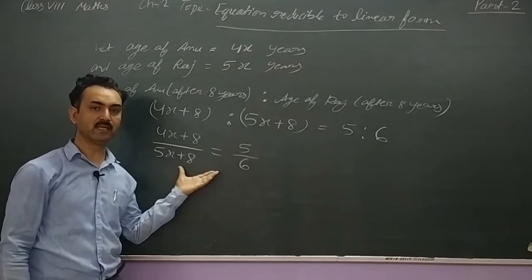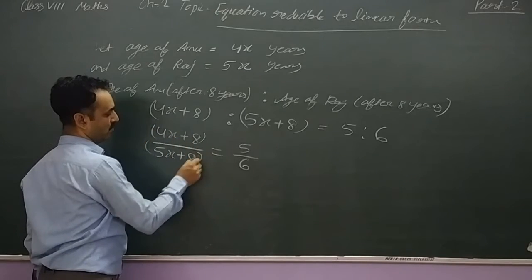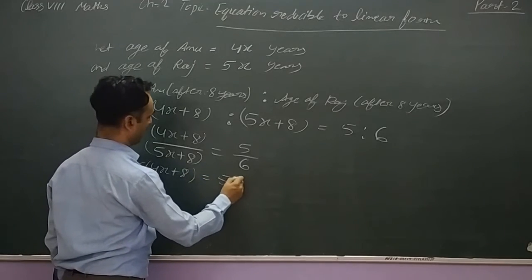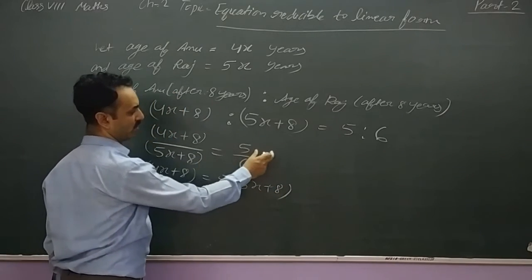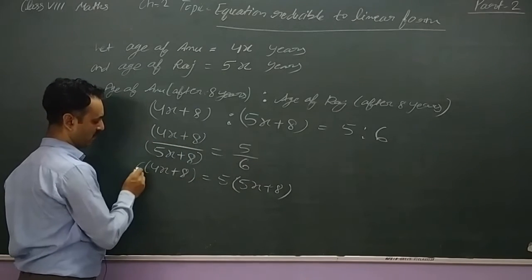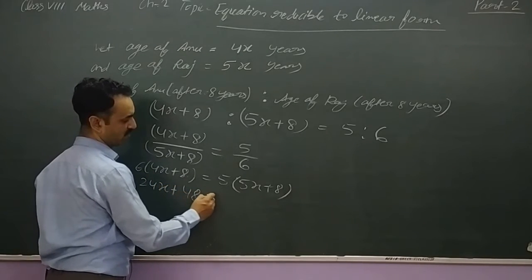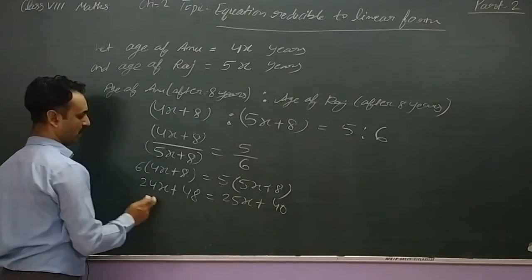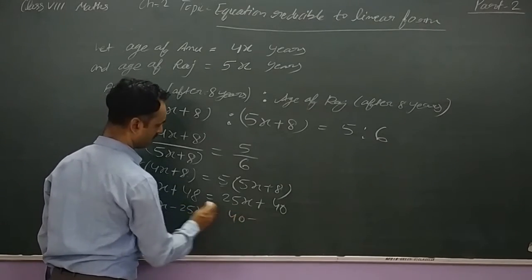So you can see this question has now changed into the type we have solved. So again, 6 multiplies with 4x plus 8 and 5 multiplies with 5x plus 8. This is in divide form, so it will go here in multiply form with 5, and 6 will come with 4x plus 8. Again now solve. 6 fours 24x plus 6 eights 48, 5 fives 25x plus 8 fives 40. Now variable on this side, 24x minus 25x equals 40 minus 48.